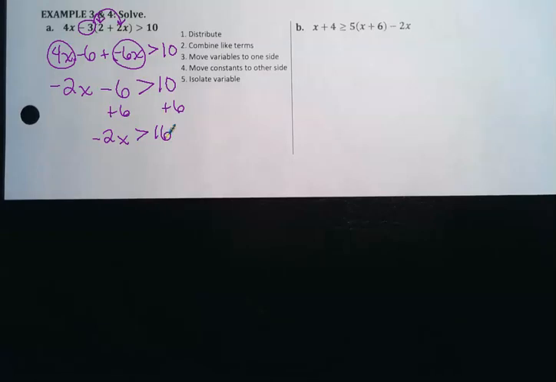And then divide by negative 2 on both sides? Did you divide by a positive or a negative? Negative. So flip the sign to less than. All right, good. Which would be negative 8. So x is less than negative 8. Perfection. Very good.